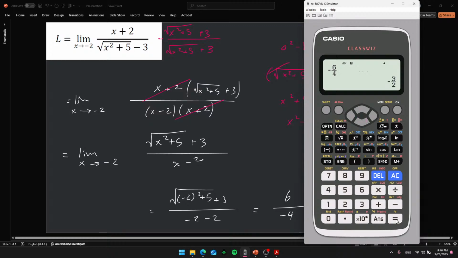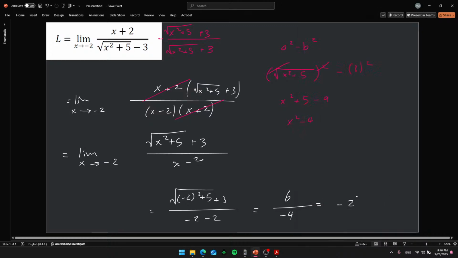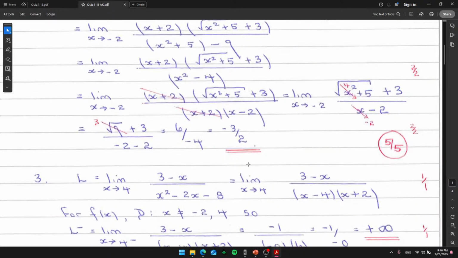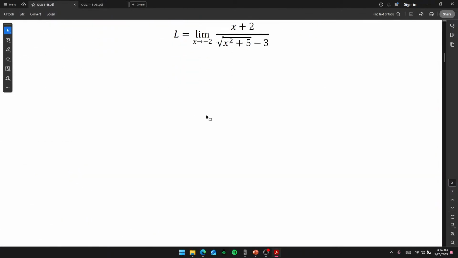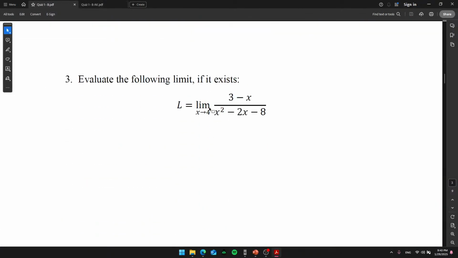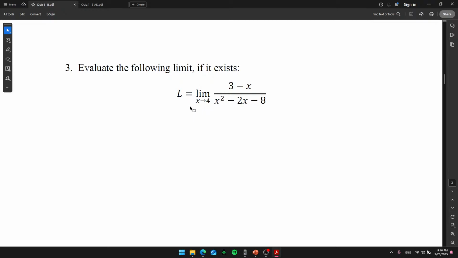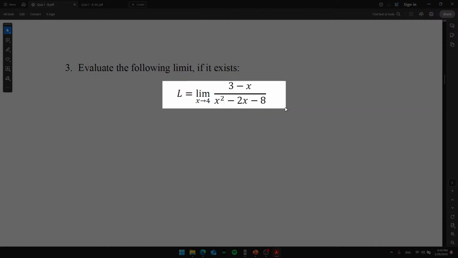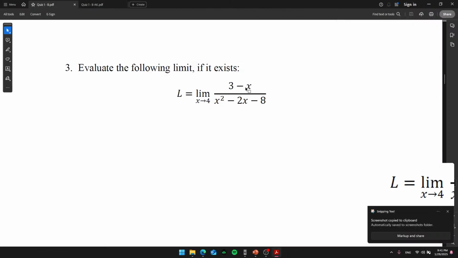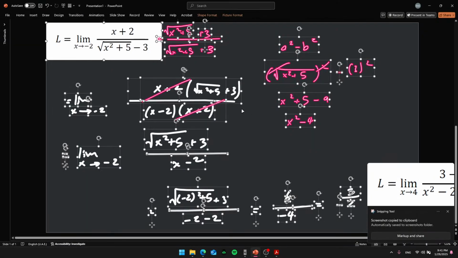Bad at math, wallah. Negative 3 over 2. Yep. Yeah. Factor. Or no. 3 minus positive infinity, negative infinity. Positive, negative infinity. Or does not exist.